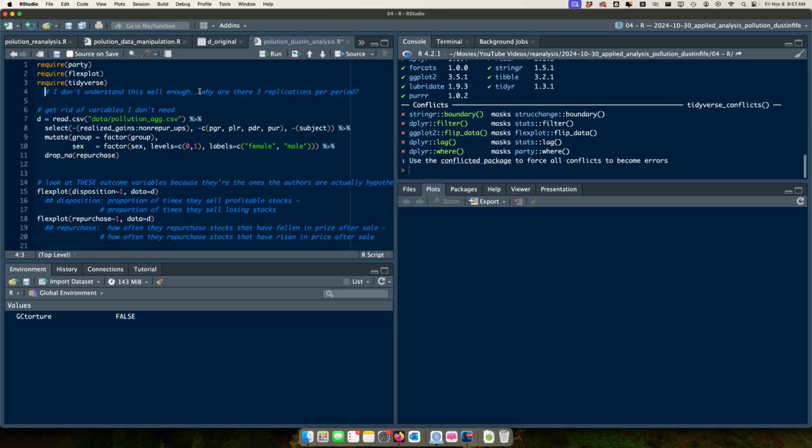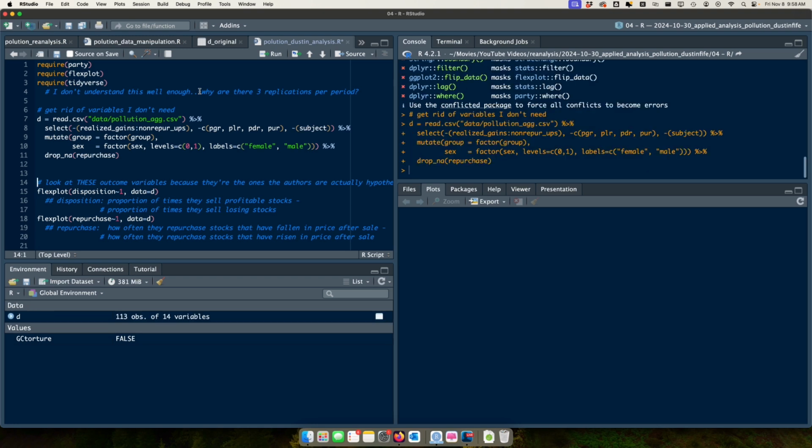So I'm requiring the packages that I'm going to use, including the party package, and we'll see why in just a minute. And then I'm going to read in the data here. And then I'm just making sure all the relevant variables are factors and getting rid of the variables that I don't need. Now that's actually something that I should probably talk about.